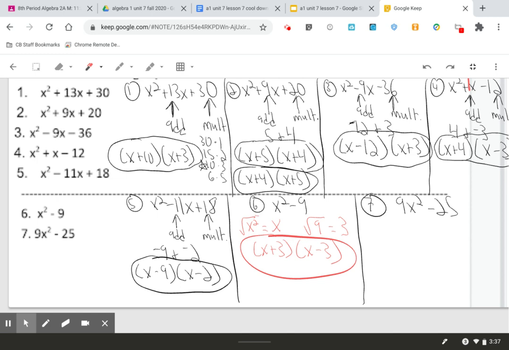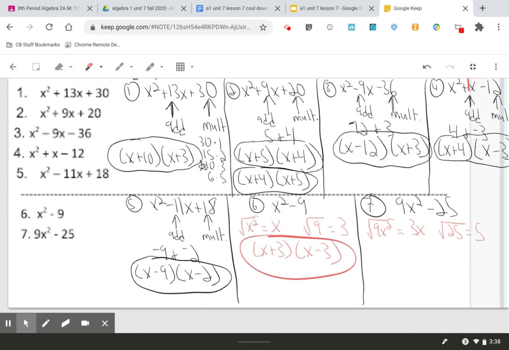So on number 7, notice I have a difference, so that's promising. And if I check both of these, the square root of 25, I know is 5, because 5 times 5 is 25. How about the square root of 9x squared? Well, I know from here that the square root of x squared is x, and I also know that the square root of 9 is 3. So the square root of 9x squared is 3x. This is the difference of two perfect squares.